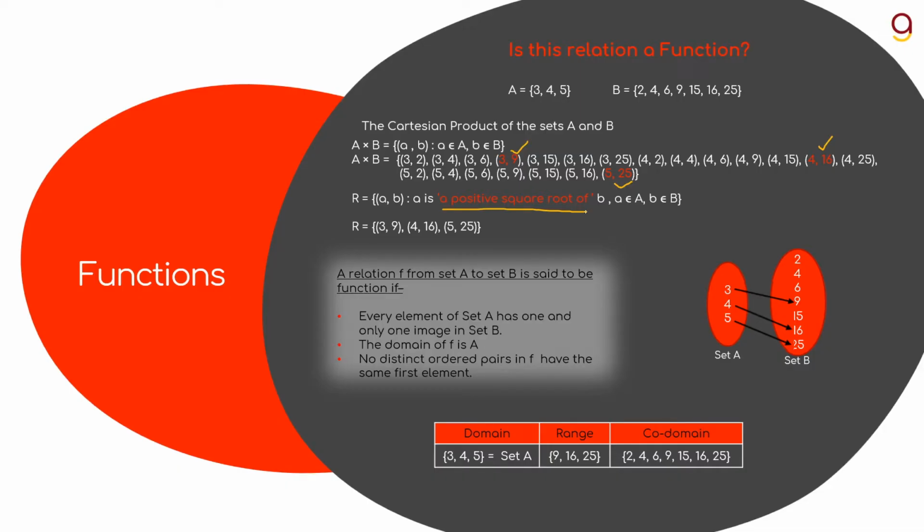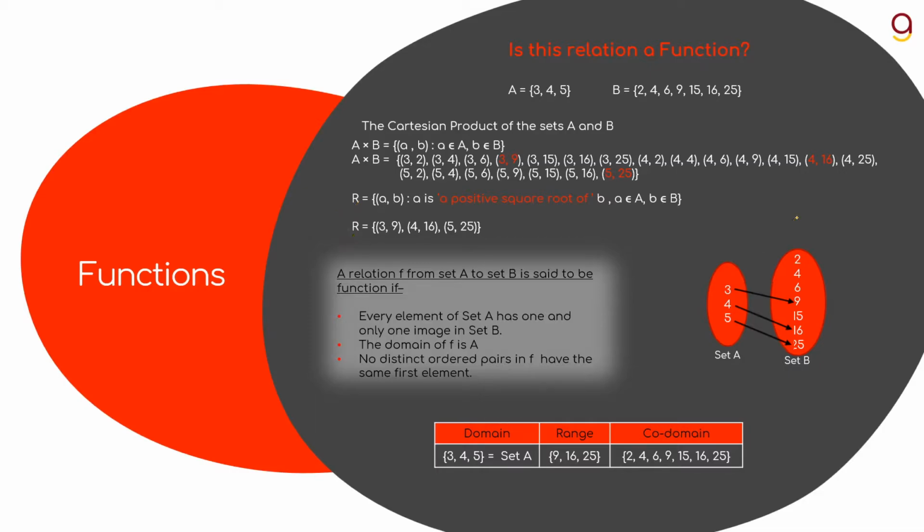Now let's do an arrow representation of the relation. Set A consists of the elements 3, 4 and 5. And set B consists of the elements 2, 4, 6, 9, 15, 16 and 25. The relation, a positive square root of, from set A to set B gives us these 3 ordered pairs. Thus we can relate 3 to 9, 4 to 16 and 5 to 25. Now, we have represented our relation in roster form, set builder form and the arrow representation.